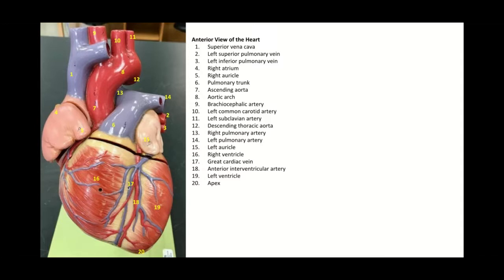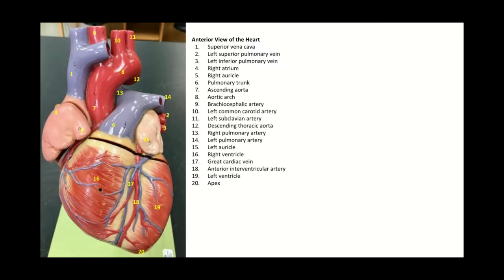And we have number 17 as the great cardiac vein, which is located in anterior interventricular groove. And on both sides of this anterior interventricular groove, you have number 16 as right ventricle and number 19 as left ventricle.